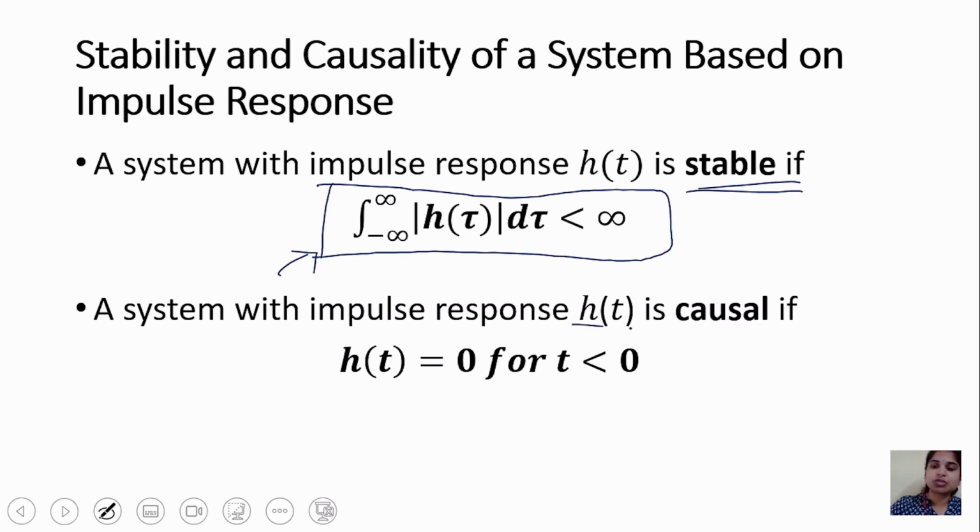Now the system is causal if h of t is equal to 0 for t less than 0. That is, for negative values of t, h of t is 0. It does not exist for negative values of t. It only exists for 0 and positive values of t. Then the system is causal. So these are the two conditions to check stability and causality of the system.